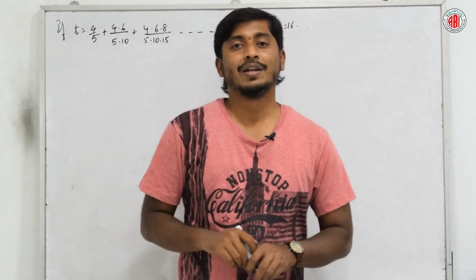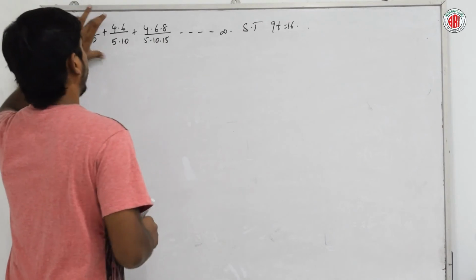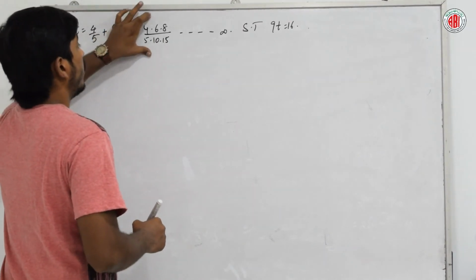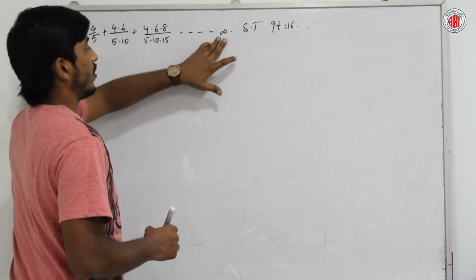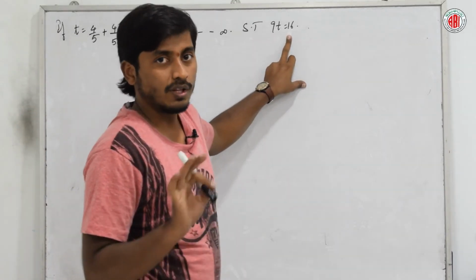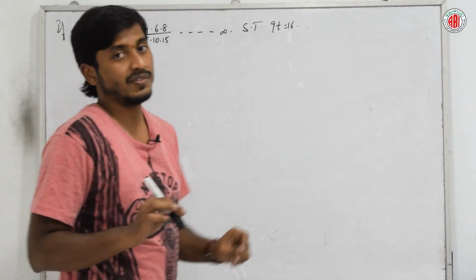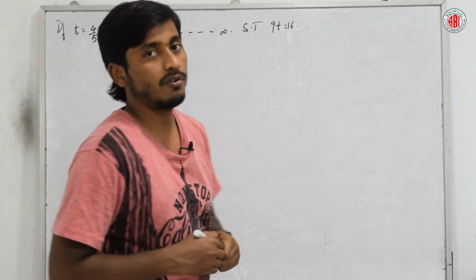Let's do. Look at the next question here. He gave t is equal to 4 by 5 plus 4 into 6 by 5 into 10, plus 4, 6, 8 by 5, 10, 15 and so on up to infinity. So that 9t is equal to 16. So the first thing we have to do is find the sum of infinite terms for this expansion. So how do we do?